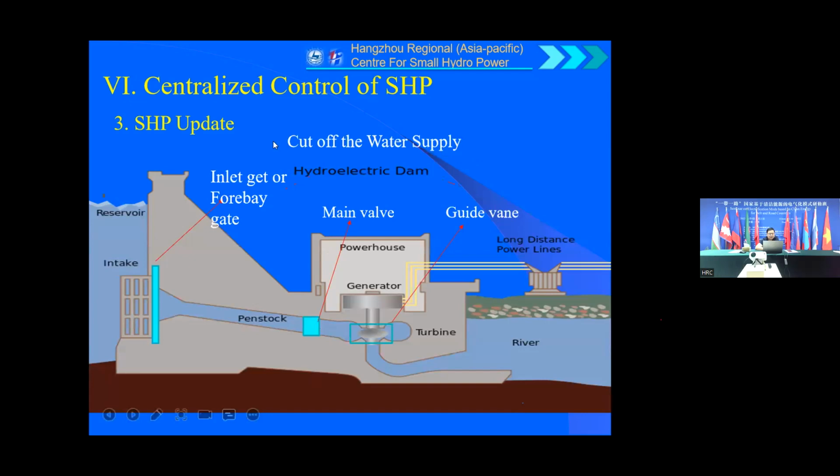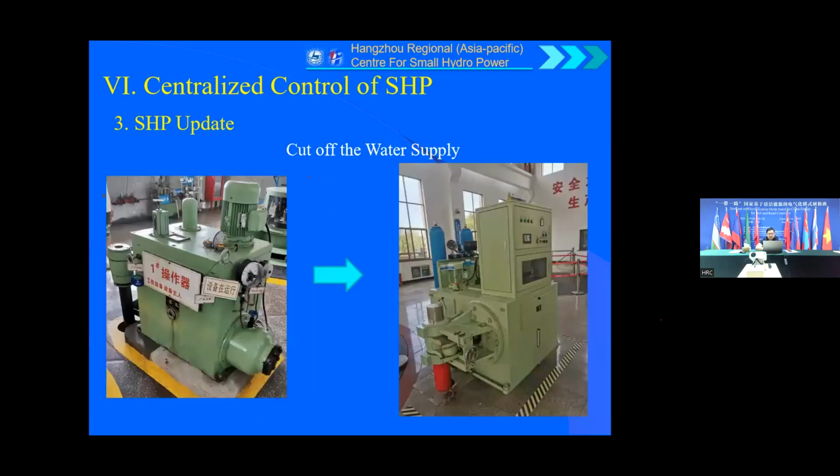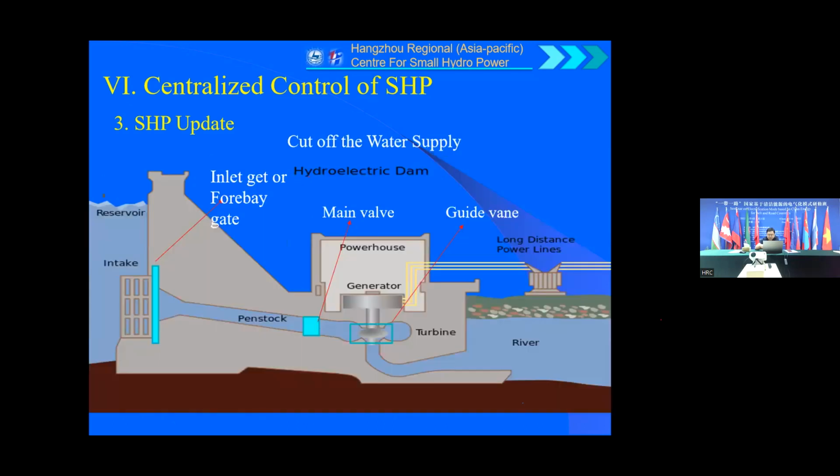We can see the water. We can close the inlet gate or four-way gate first. Okay, here we can close the main valve, and we can close the guideway. We can close the guideway by closing the governor. Okay, we can close the main valve and inlet gate. So we need to make sure we can do that.